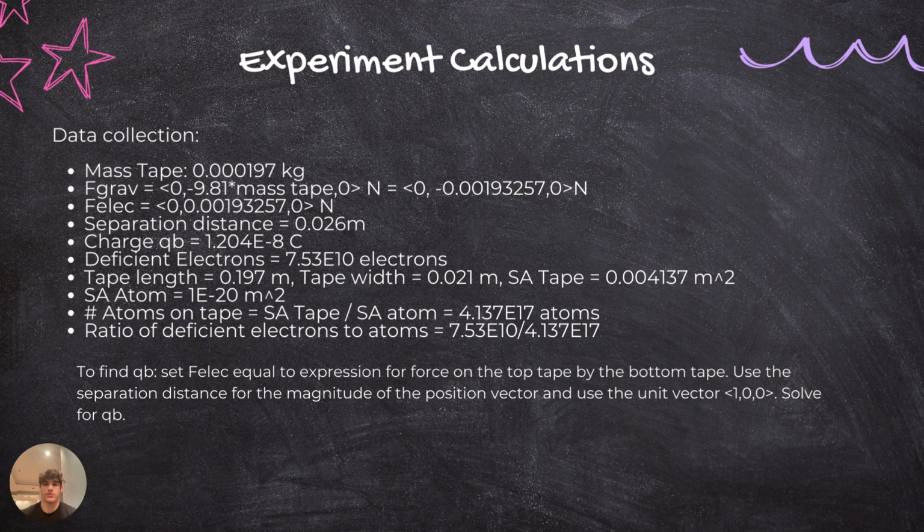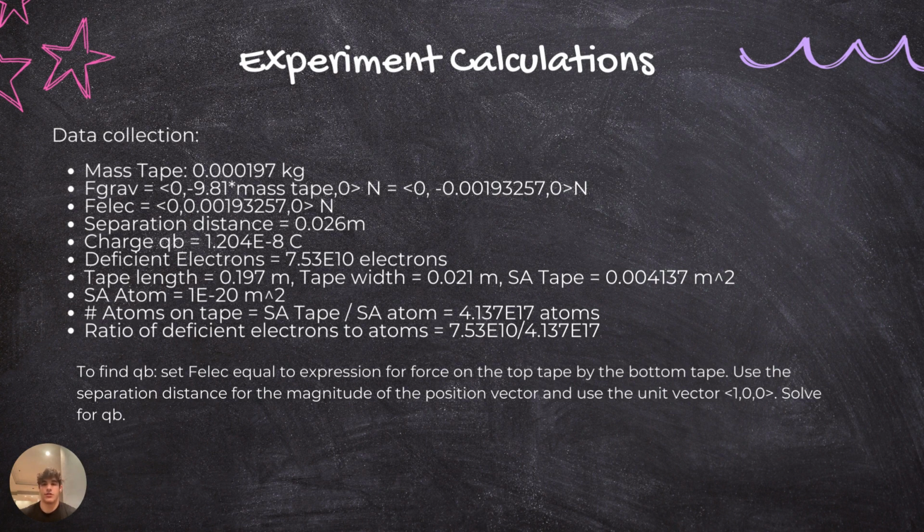From the experiment, I observed and documented the mass of the tape shown on screen and calculated the force of gravity on the top U-tape using the equation from the physics concept slide. I then observed that the electric repulsive force from the bottom U-tape must be equal in magnitude and opposite in direction to the gravitational force on the top U-tape.